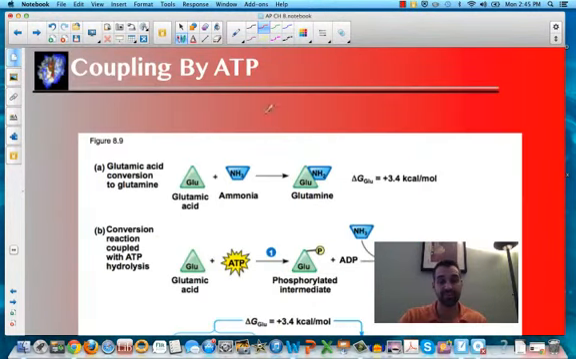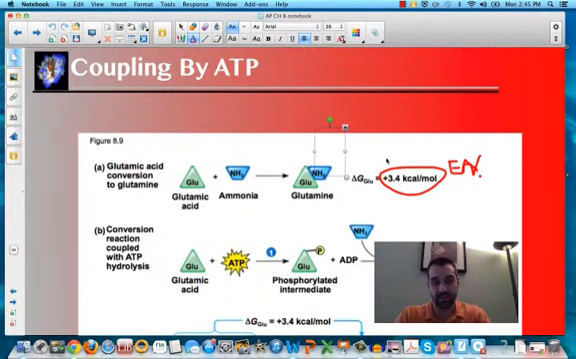Let's take, for instance, forming glutamine by taking glutamic acid and adding it to ammonia. This reaction would normally require an input of 3.4 kcals of energy. That's going to be an endergonic reaction. I think you all understand. If there's a positive delta G, we know that it has to be endergonic. That's a terrible N, but endergonic reaction. Okay? All right, that's just horrible. Let's just go ahead and type endergonic.